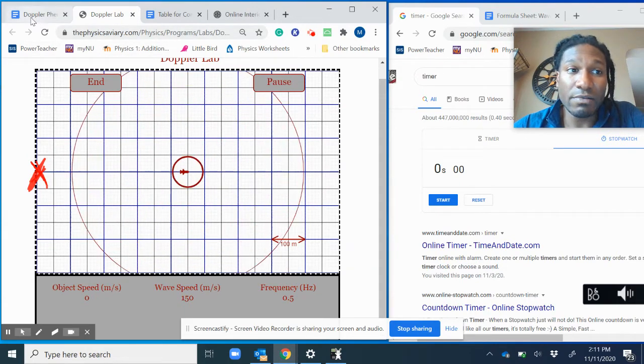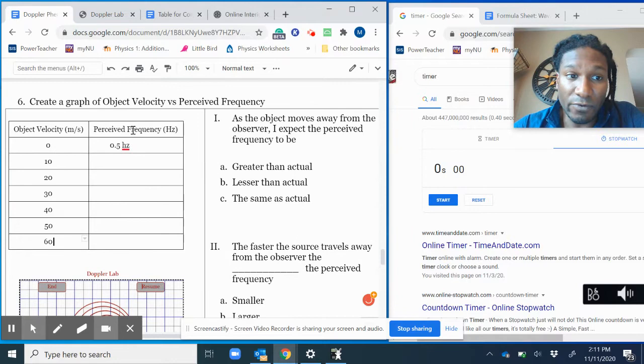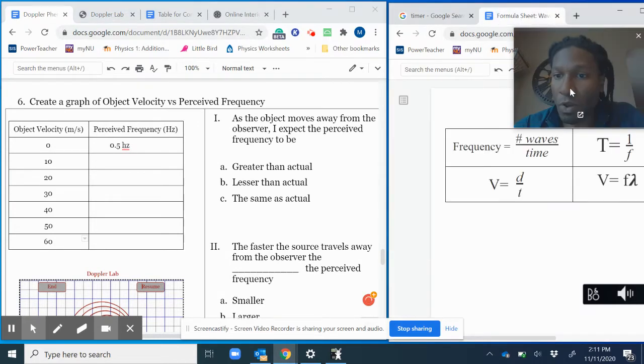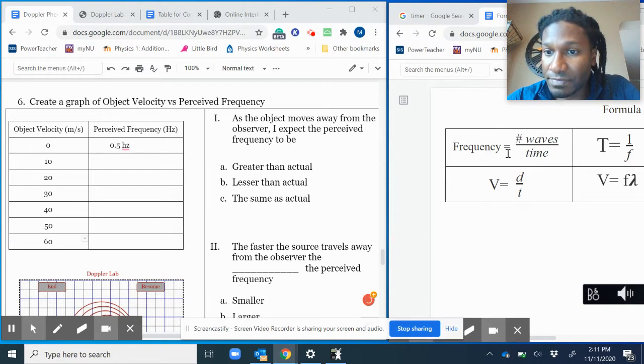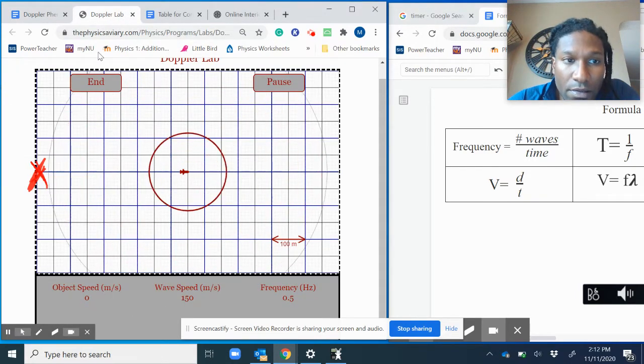I need to calculate the frequency. Keep in mind, our frequency equation is number of waves over time. So what I'm going to do is allow 10 waves to pass and measure the time it takes for those 10 waves. Okay. So the object frequency is 10. Okay, so let me set that.